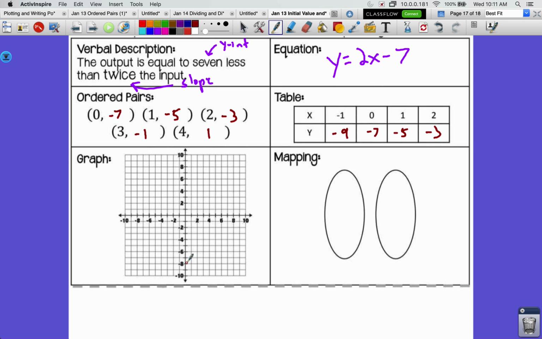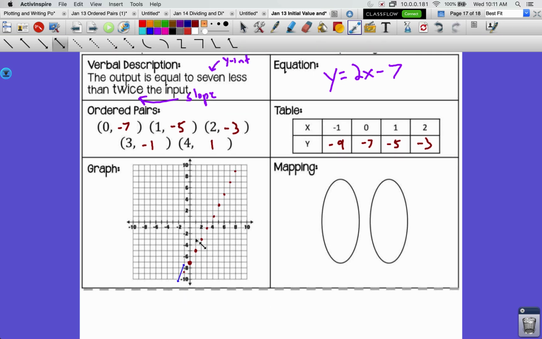We can plot those points. 0, negative 7 would be right there. And then the slope of 2, we can get the rest of our points by just going over 1, up 2, all the way across our graph. This one we could connect with a line because you can do twice of a decimal and subtract 7 from it, and that still makes sense.